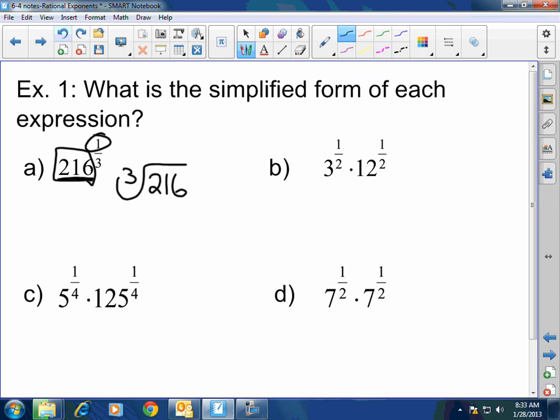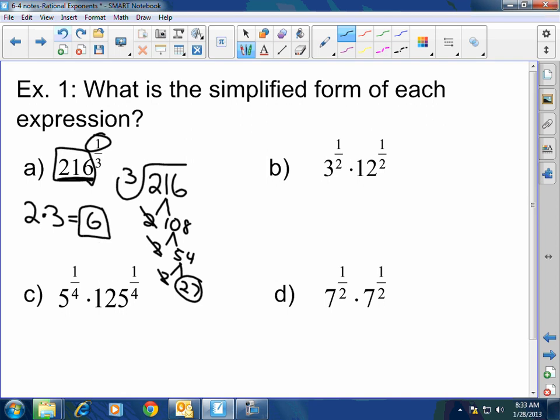So the cube root of 216, okay, let's break this up. This is going to be 2 times 108, 2 times 54, and 2 times 27. I'm going to stop right there because I've got a 2, and a 2. So that comes out as a 2 times the cube root of 27, which is 3. So 2 times 3 would be 6. Done.